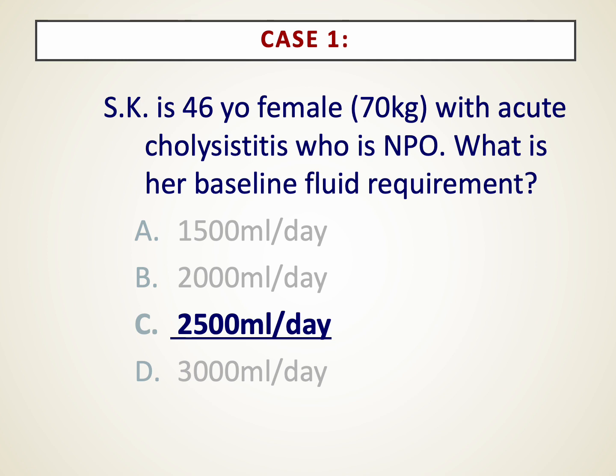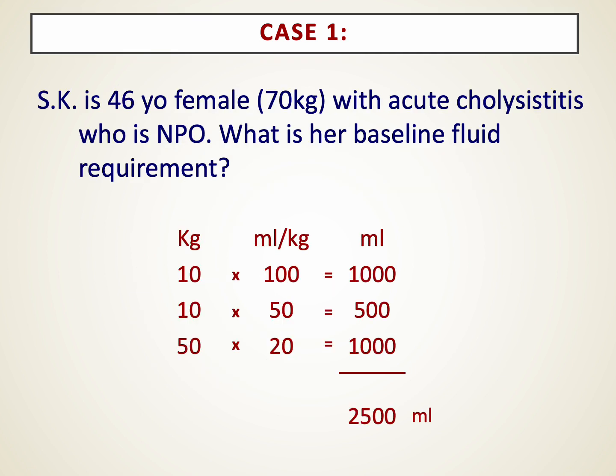And we're going to calculate that out as, in general, about 2,500 mils per day. Let's look at how we arrived at that. So for the first 10 kilograms, 100 milliliters per kilogram, so that's a liter. And then for the next 10 kilograms, a half a liter. And then for the remaining 50 kilograms, another liter, and that's how we got to 2,500. She's not particularly febrile. That's not a concern. She hasn't had any major fluid losses with vomiting or diarrhea, so we didn't need to add on for either of those factors.